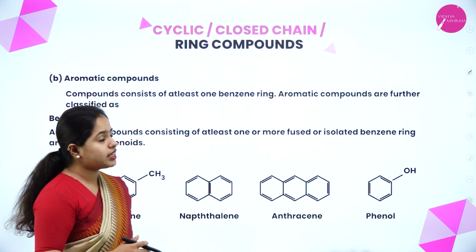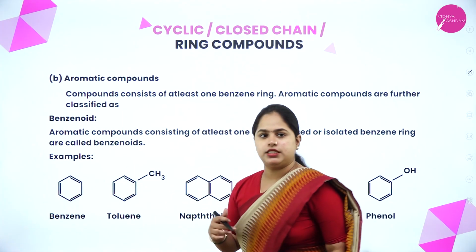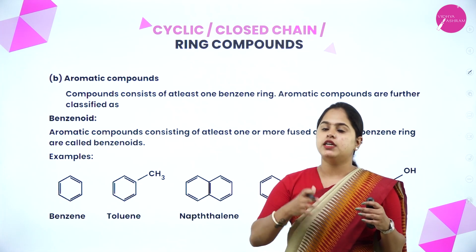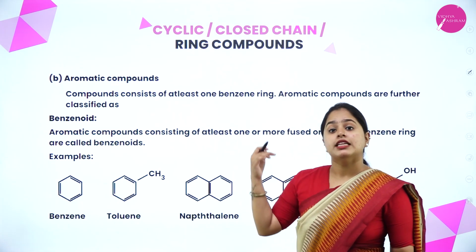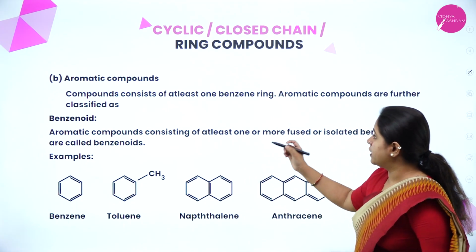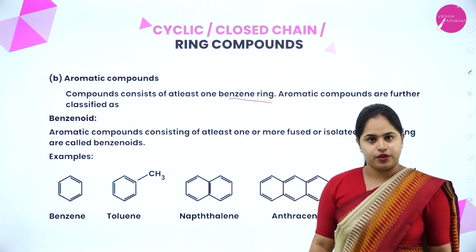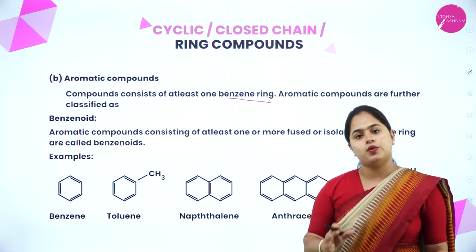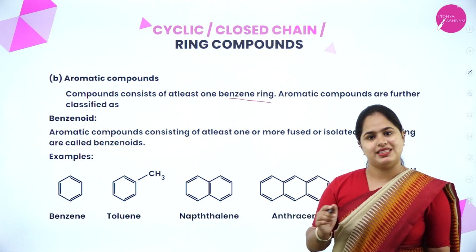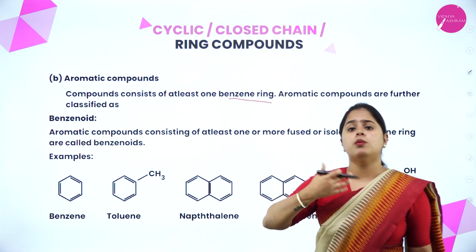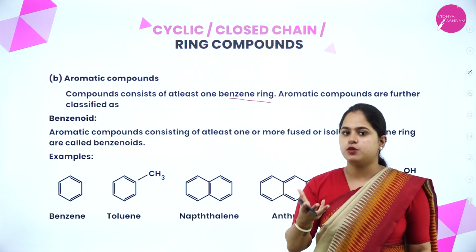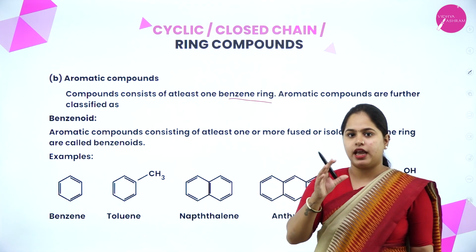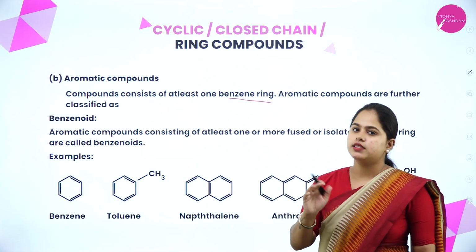Now moving on to the next part, that is aromatic compounds. Yes, homocyclic is further classified into alicyclic and aromatic. Now the next one is aromatic. These are compounds consisting of at least one benzene ring. Okay, so aromatic compounds will have to contain at least one benzene ring. So why is it called aromatic compounds? Because these aromatic compounds will contain a particular smell. Aroma will be there. Okay, they have a specific smell. That is why they are called aromatic compounds.